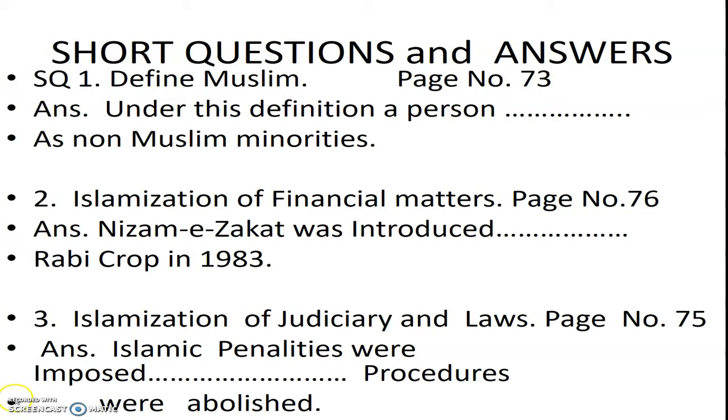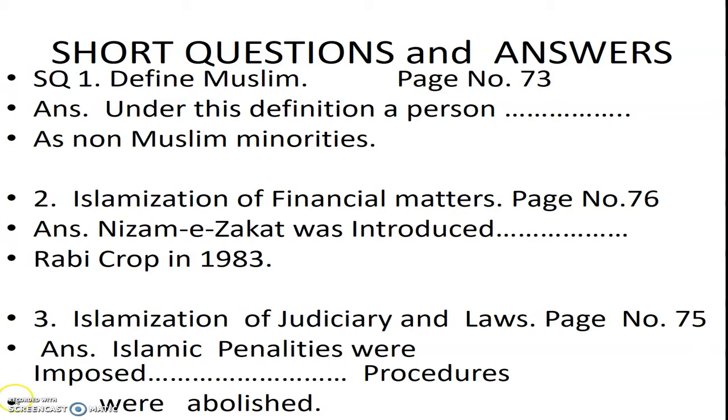Question number 3. Short question number 3 is: what steps were taken for the Islamization of judicial laws after 1977? Islamic penalties were imposed, and the answer is provided on page number 75. Islamic penalties were imposed on crimes like drinking, stealing, adultery, and false allegation of adultery.